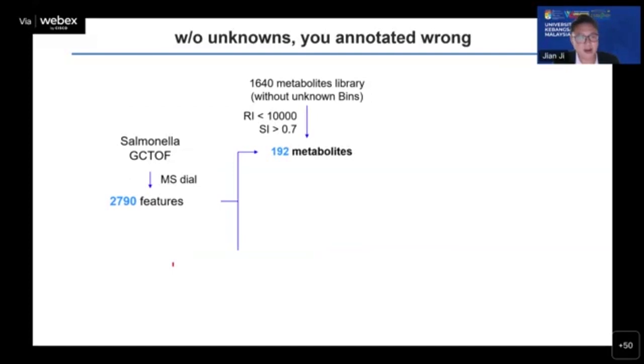So most of them are unknowns. So are unknowns important? If the library contains only known metabolites, maybe you annotated wrong. In this case, we have Salmonella samples. We use a GC-TOF to detect it, and we got around 2,078 features here, and we annotated with the library. This is the library we used in our lab, and it only has metabolites which have names.